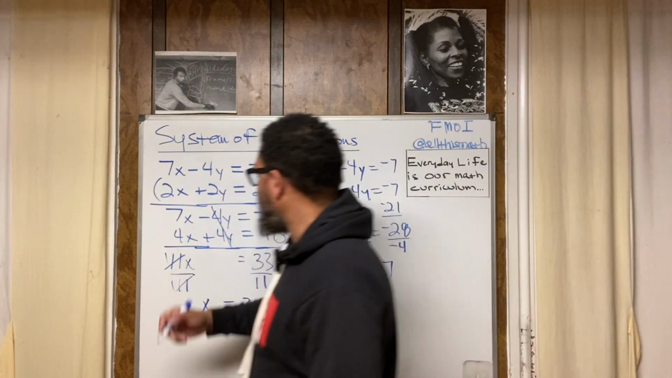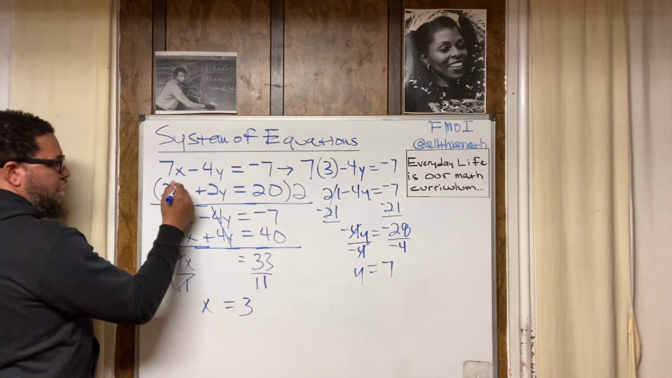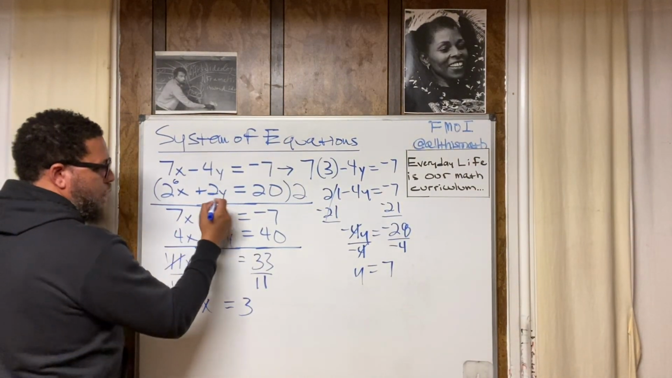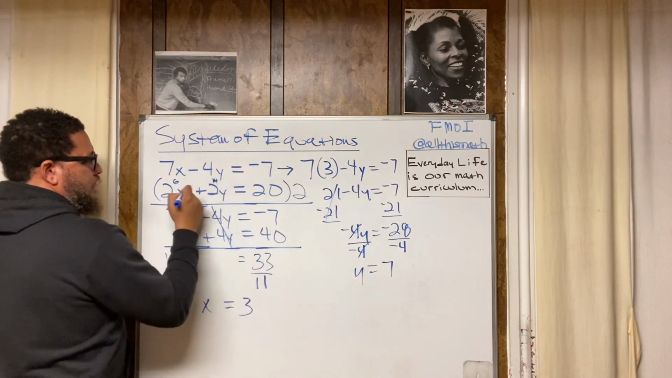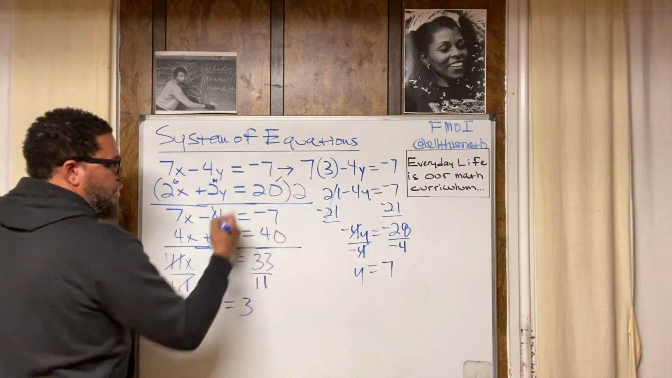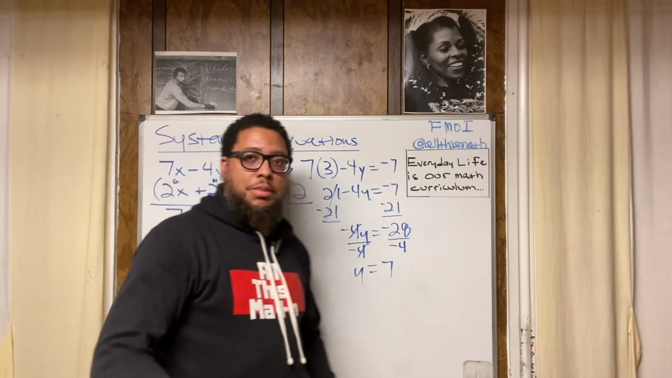Now let's go to the second equation. What's 2 times 3? Because x is 3. So 2 times 3 would be 6. What's 2 times y? 2 times 7. 2 times 7 is 14. What's 6 plus 14? It is 20. 6 plus 14 is 20. That means that's a true statement.